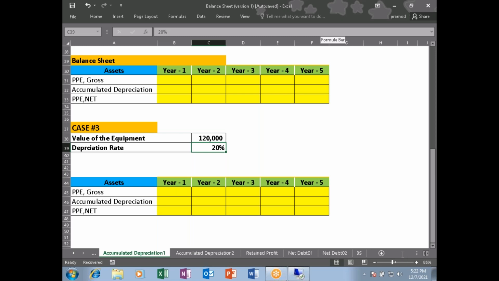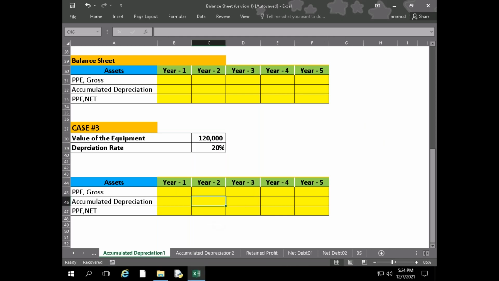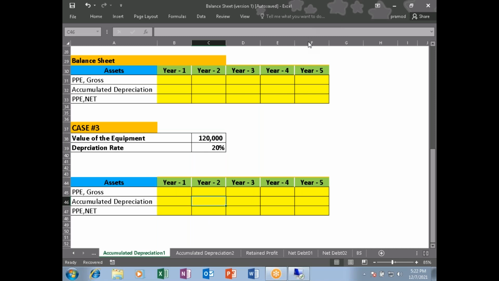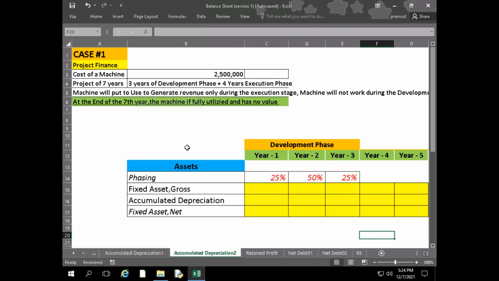Correct. So 4 lakh, 3 lakh, 2 lakh, 1 lakh and 0. Correct. You do it. So for the next case, case 3, you do it for percentage. In the same manner, do it in the accumulated depreciation 2.